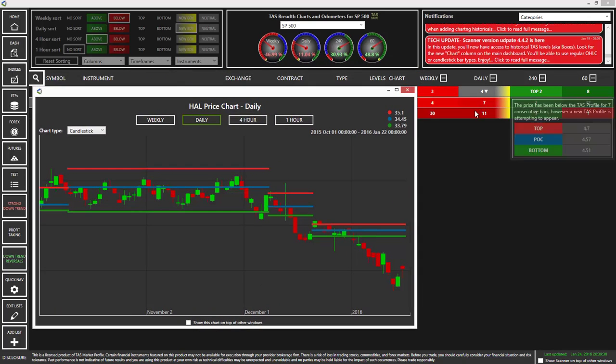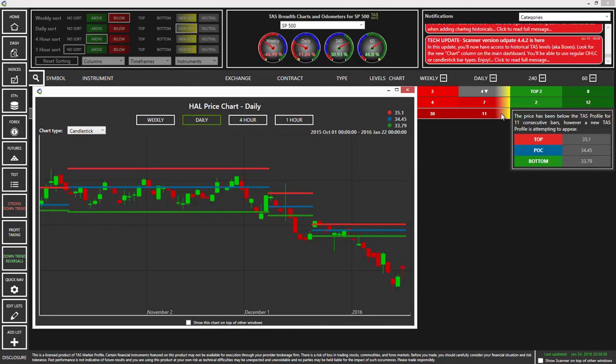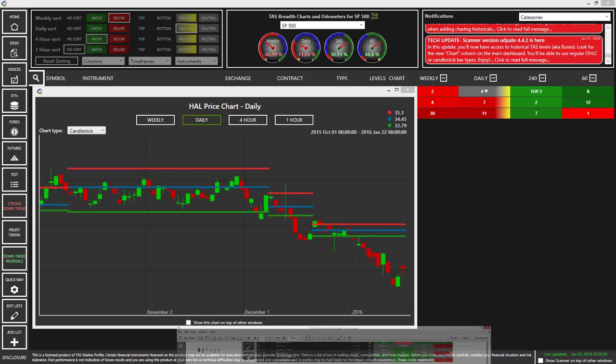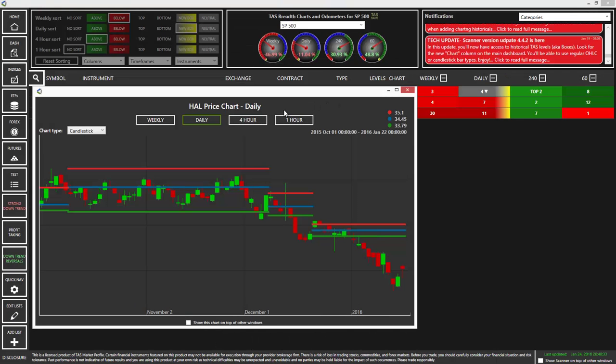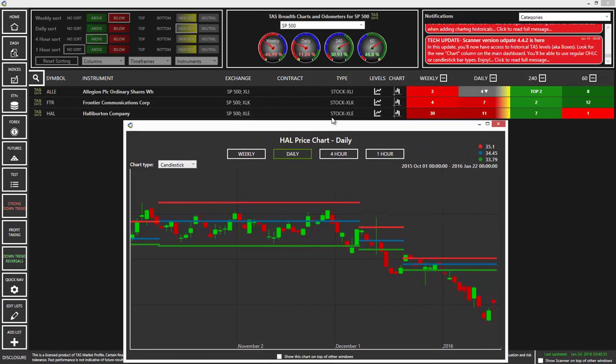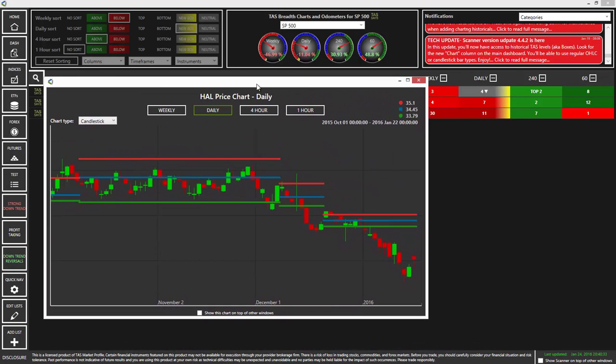On our ultra long term, our daily, we're starting to show a little bit of an upturn, and that new yellow peelback section, and you'll see all of this in our manual. Remember, you can always go back to our manual, and there it is, red with yellow peeling off. Below the current TAS profile, yet a new profile is attempting to appear, signifying possible short targets being reached. All right, now I'm searching the entire S&P 500, and three candidates meet this manual sort.